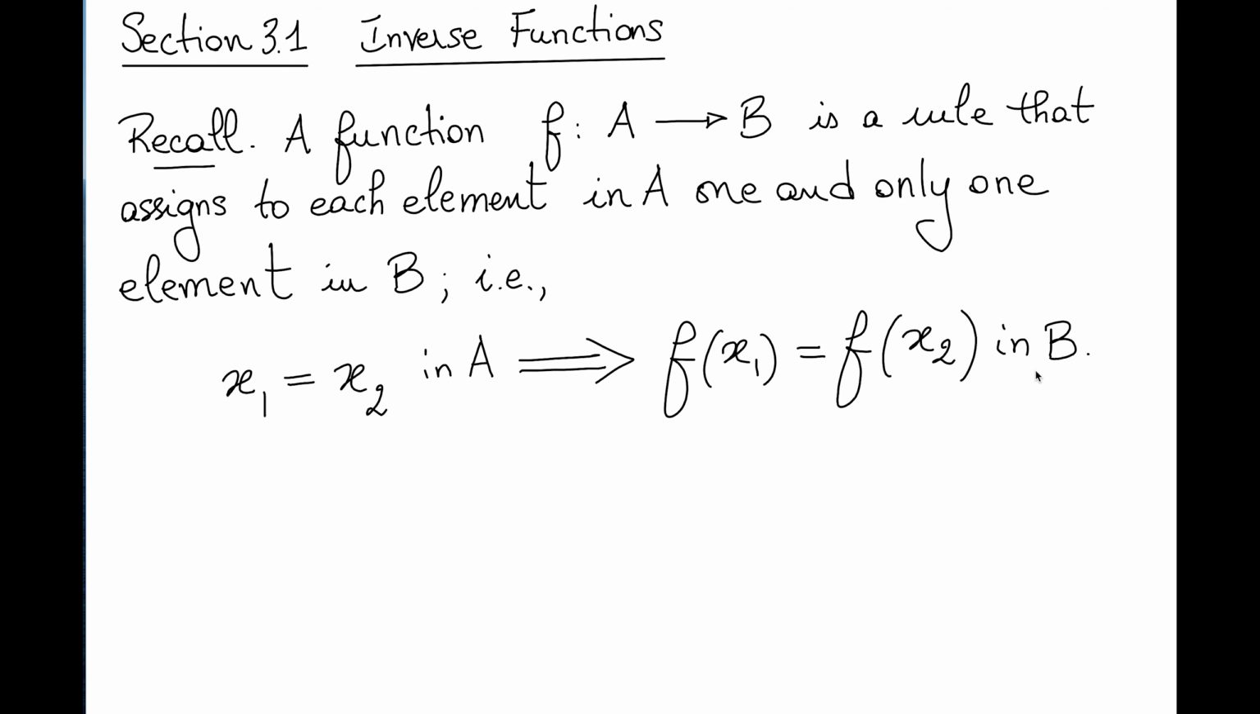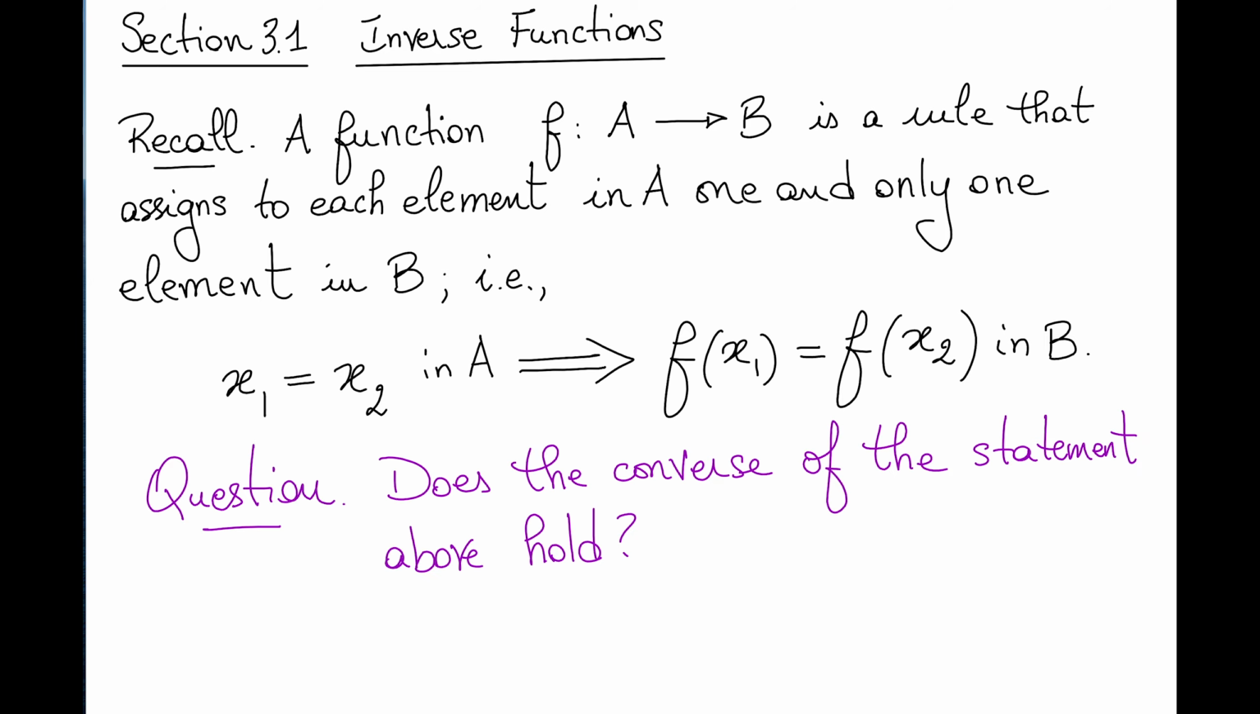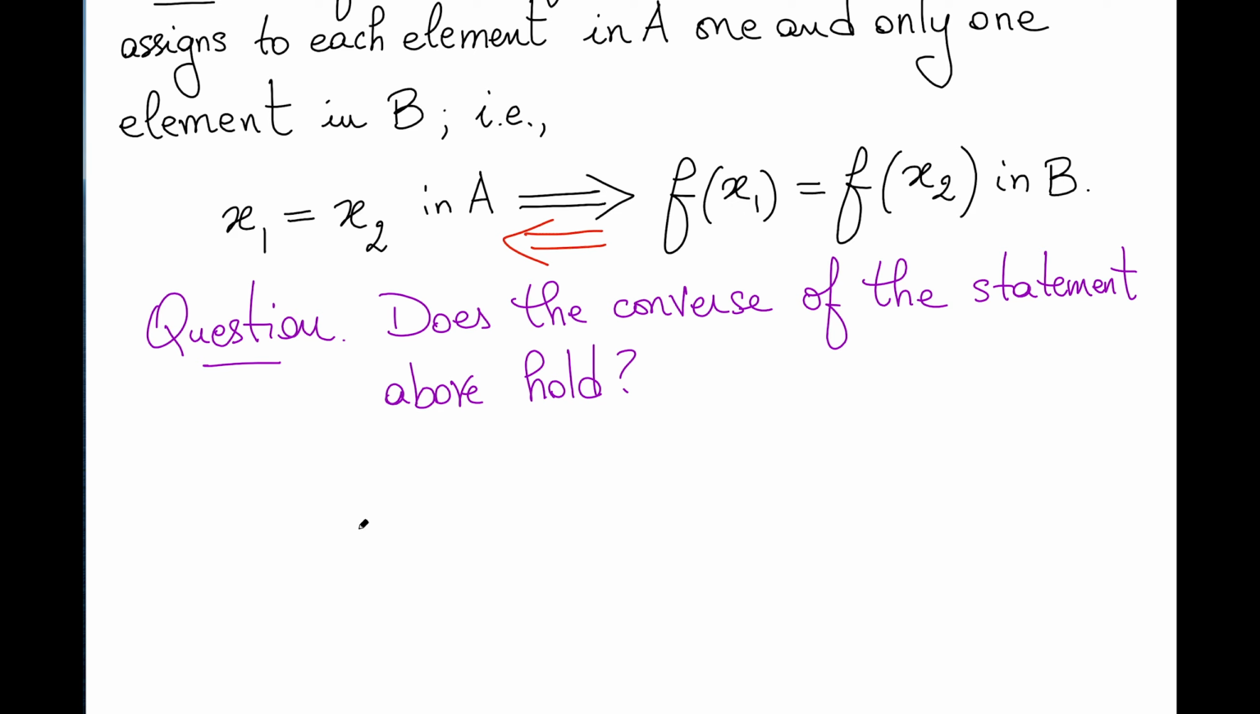This begs the following question. Does the converse of the statement above hold? In other words, if f of x1 and f of x2 are the same, do we necessarily have that x1 and x2 must be the same? So in other words, do we always have the right to left implication, this red implication on the screen? If f of x1 and f of x2 happen to be the same, do we necessarily have that x1 and x2 must be the same for any function f? The answer is no.